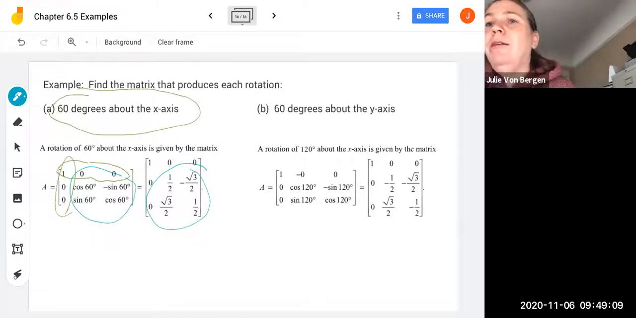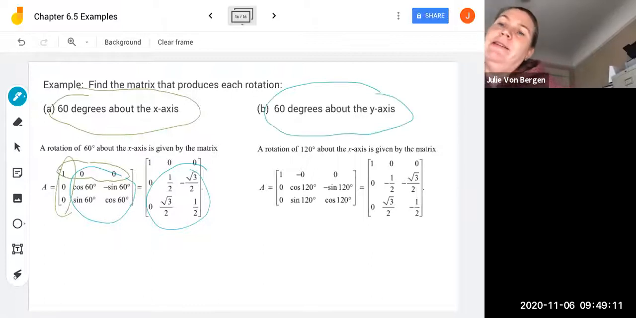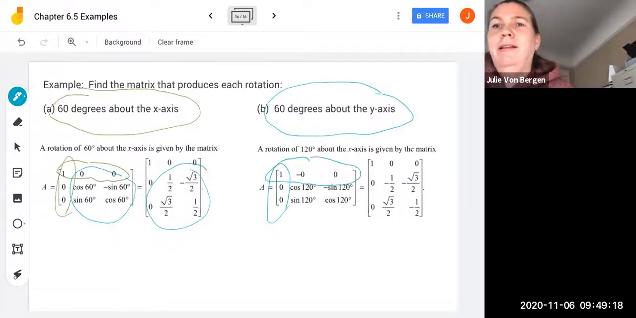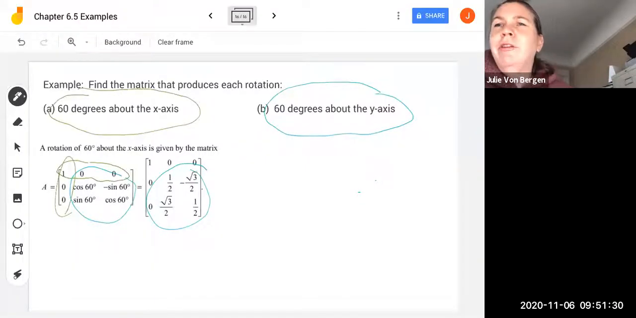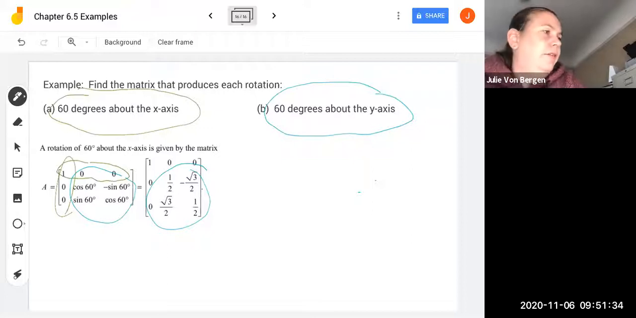All right, now we want to see how the matrix looks if we're rotating 60 degrees about the y-axis. Oh, I think I pasted in the wrong value here. Hang on, I'm going to go back and fix this. Okay, so for the 60 degree rotation about the y-axis, I pasted in the wrong matrix. So let's take a look at what the right matrix looks like.